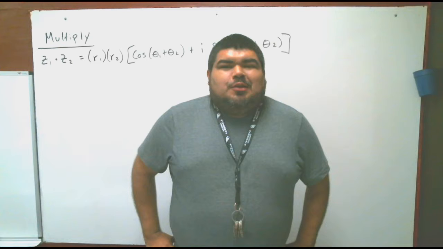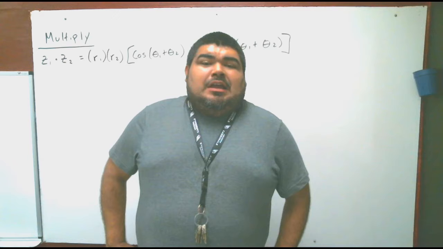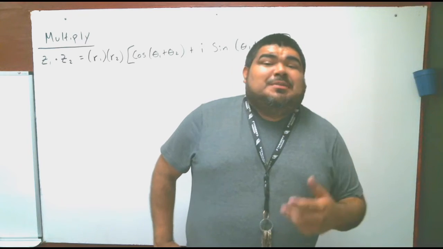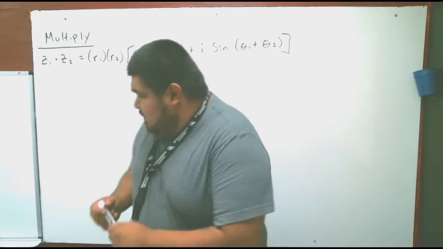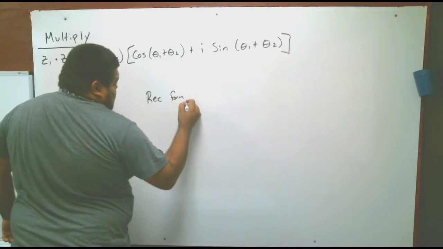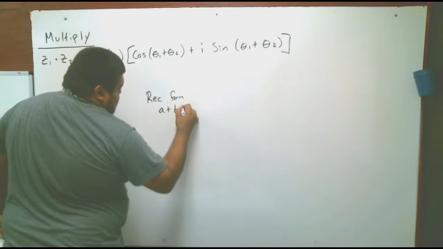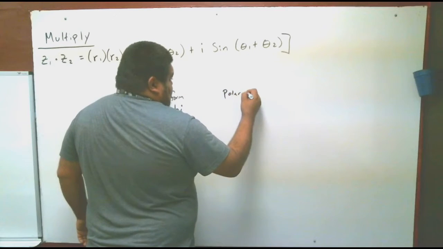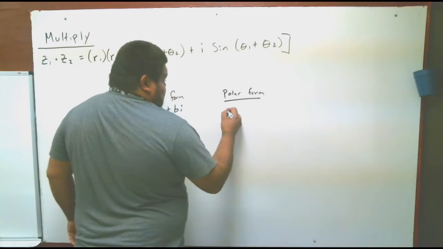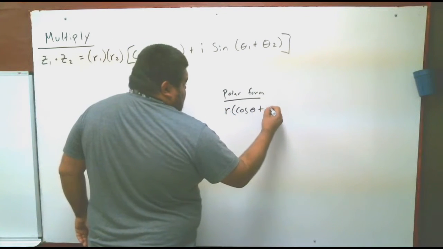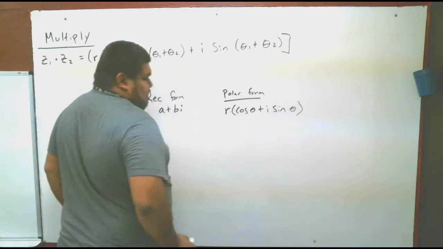The last few classes we've been covering polar form and rectangular form. We started off with rectangular form, where we had a plus bi, and then we went into polar form, which was r times cosine theta plus i sine theta.